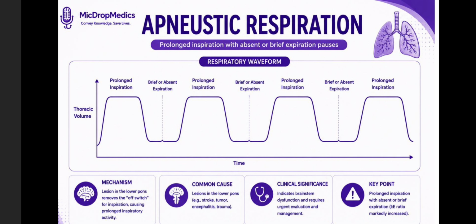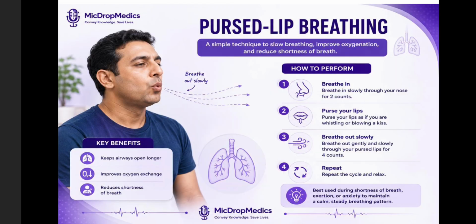Mechanically, this happens because a lesion has knocked out the off switch for inspiration in the lower pons. Without that off switch, the inspiratory drive runs unchecked. The common causes are severe pontine insults, such as an acute pontine stroke, severe head trauma, or advanced tumors. It indicates profound central nervous system dysfunction and requires immediate urgent intervention.